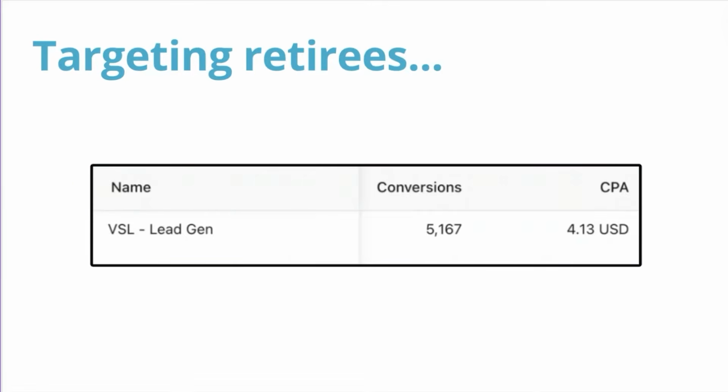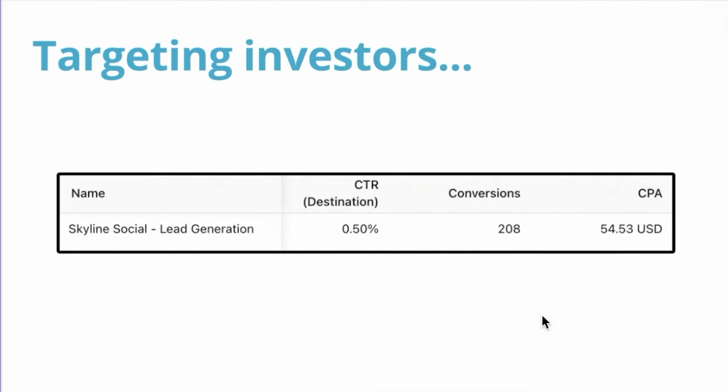So here's another example of a client who's targeting investors, and their cost per lead was actually much higher. It was $54, but they're looking to target people who have over $1 million in investable liquid assets to invest in something. So you're going to be paying more to acquire that kind of client. So they've spent over $10,000 on their ads, and you can see they've had over 200 conversions.